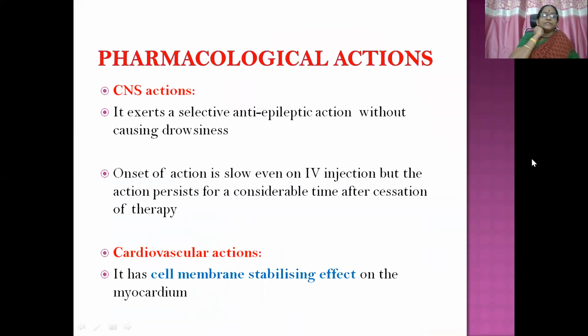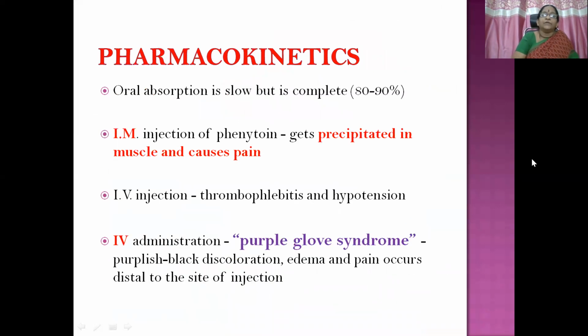Then pharmacological actions. In the CNS, it exerts a selective anti-epileptic action without causing drowsiness. So there is a difference between barbiturates and this one. Onset of action is slow even on IV injection, but the action persists for a considerable time after cessation of therapy, so it is long acting. Cardiovascular actions: cell membrane stabilizing effect on the myocardium. Then coming to the pharmacokinetics, oral absorption is slow but complete, that is 80 to 90%. IM injection gets precipitated in muscle and causes pain, so we don't give it. IV injection gives rise to thrombophlebitis and hypotension.